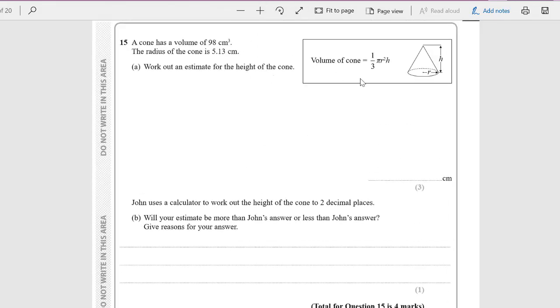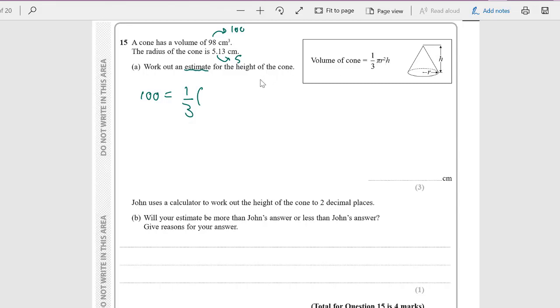So I have the formula here for the volume of a cone. Because it's asking for an estimate, we can change this to 100 and round this down to 5. So let's use the formula. Volume equals 100. We have 1/3. It's asking for the radius.